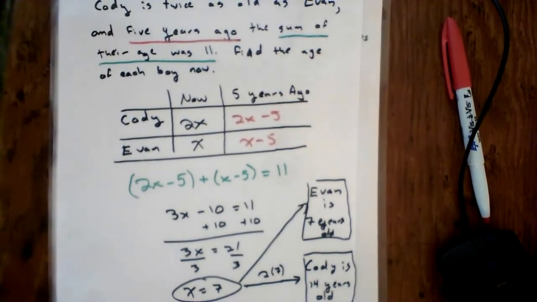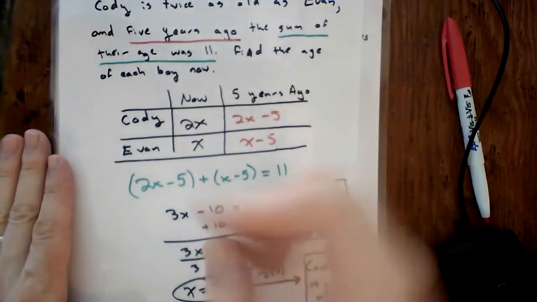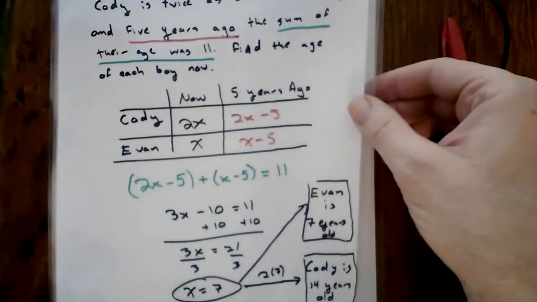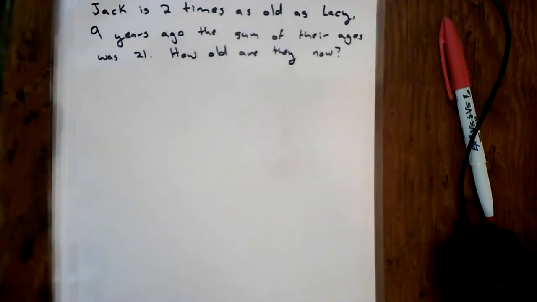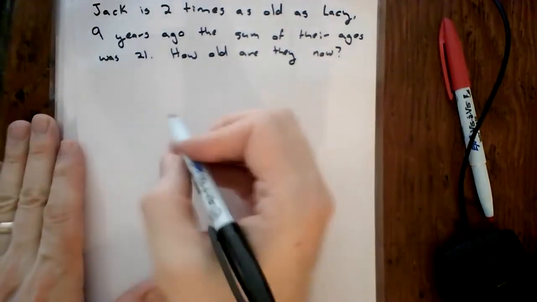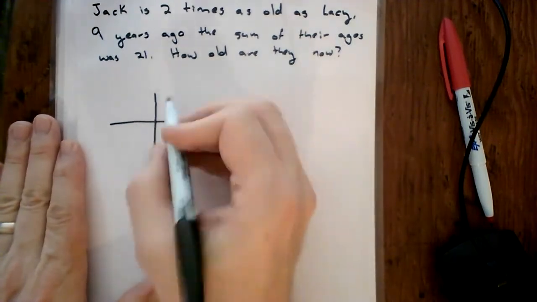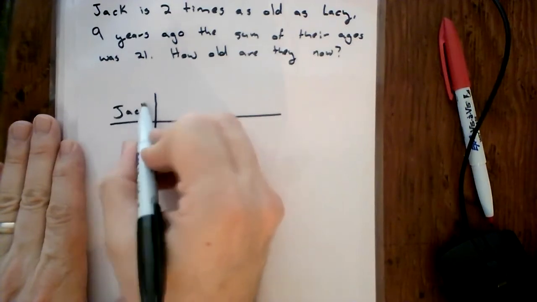The funny thing is we can do all sorts of things with this. We could have sums here, do other things. I have another example. It's very similar to this first one. This time I've got Jack and Lacey. And once again, Jack is 2 times as old as Lacey. Well, let's set up a table of values. I've got Jack and I've got Lacey.